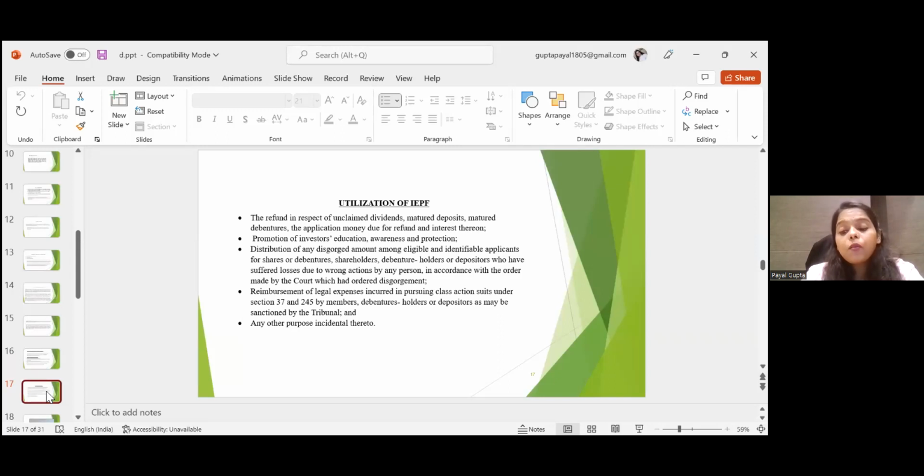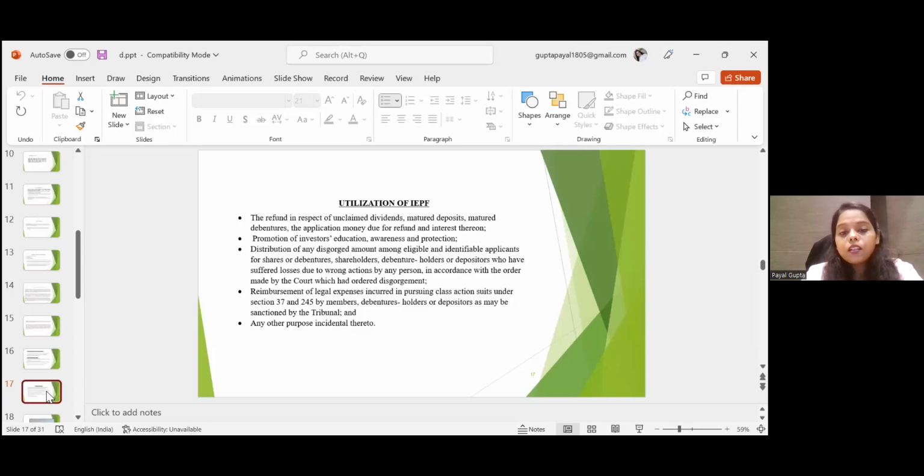And the government has come up with the concept of promoting investor education, because most of the time investors are the ones who are bearing the losses. They don't know how to operate in the market, they don't have awareness. So to protect them, the government came up with this concept. The amount is also used for promotion of investor education, awareness and protection.